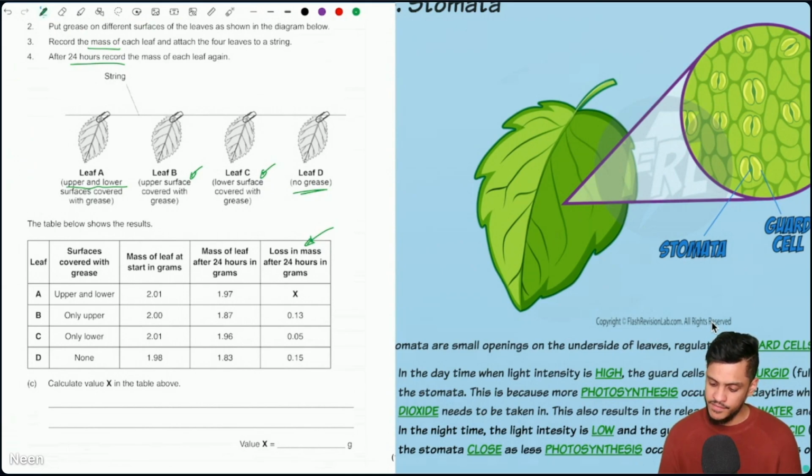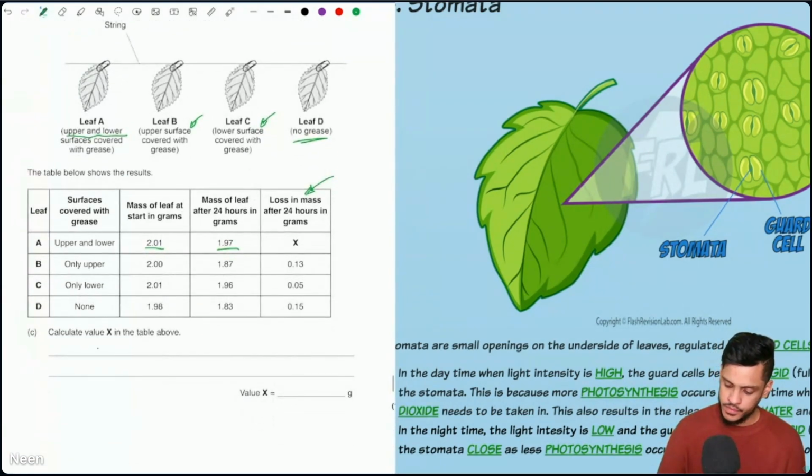So first one, calculate a value for X in the table above. This is the mass that it starts off with. This is the mass that it ends up with. So all you got to do is minus the two numbers. 2.01 minus 1.97, which gives you an answer of 0.04 grams.